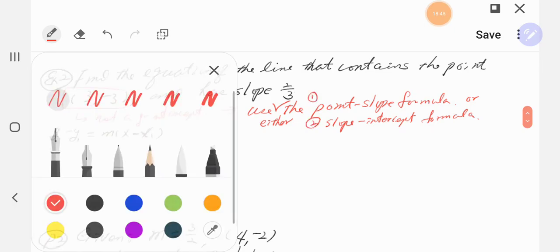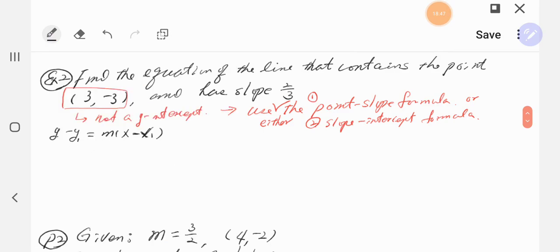All right, this is the point-slope formula. Point comes first, right? y1, x1. Point comes first, slope comes later. So y minus y1, and y1 is -3, so put parentheses around -3. Slope is 2/3, and then x minus x1, and x1 is 3. All right, so we replaced m, x1, and y1.